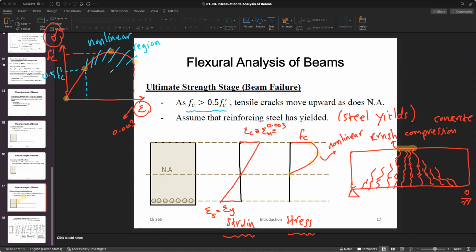Why are we selecting this? Because this is how the behavior actually is. We are including the whole range all the way to 3000s. That's why it is not linear anymore.